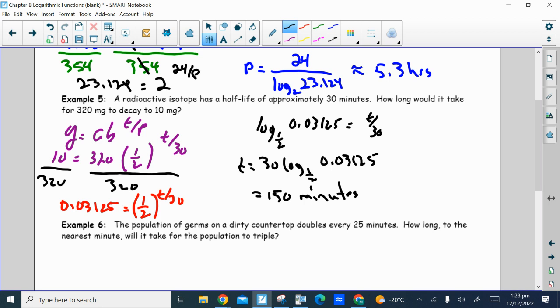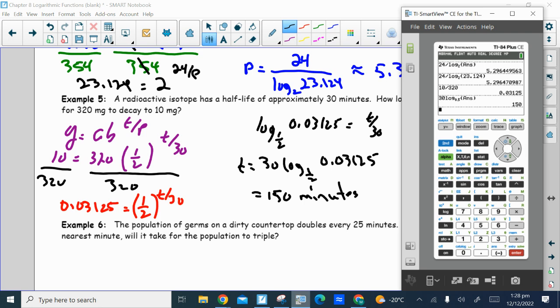The fact that we actually get a number like 150, which 30, that's the half-life, divides into evenly, tells me this one could have been done just by using the calculator and some logic.